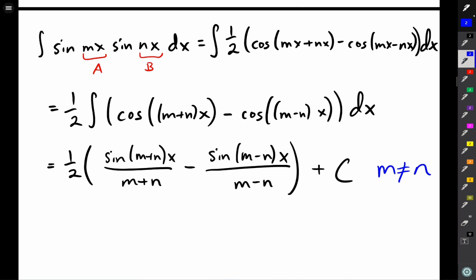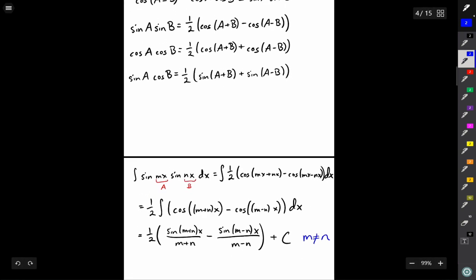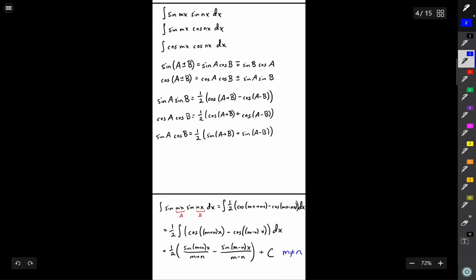The other two go very similar to this, so I'll let you work out how these other two go. But that's basically how these all end up working out at the end of the day.